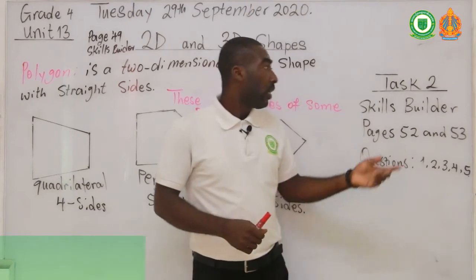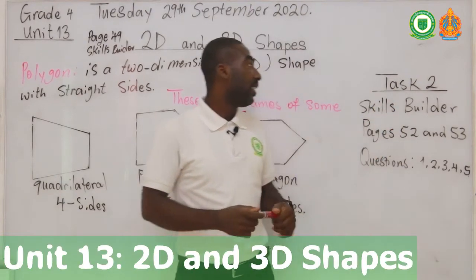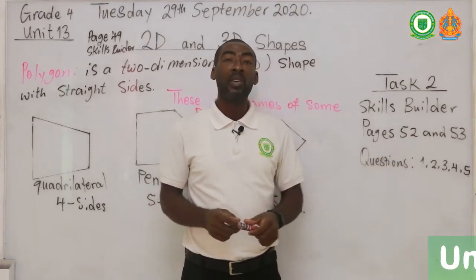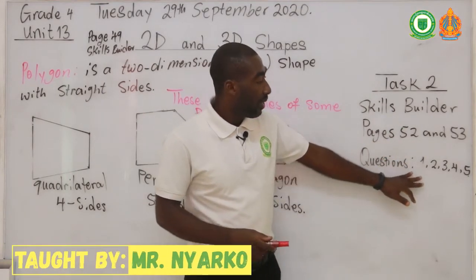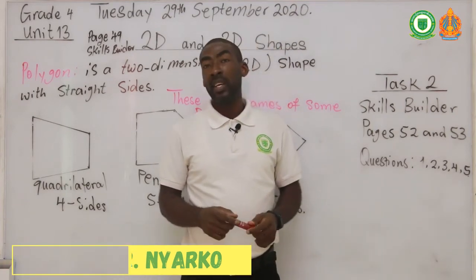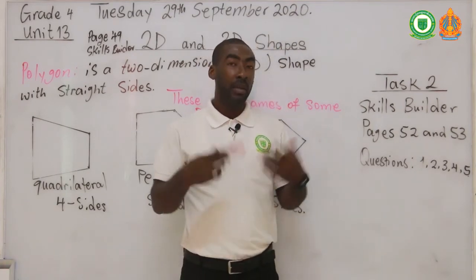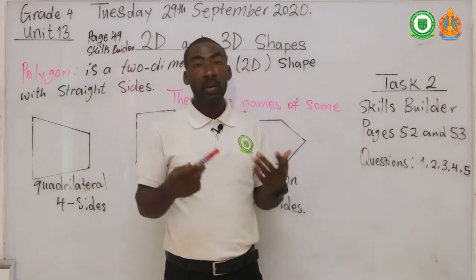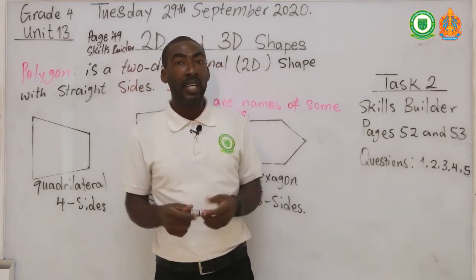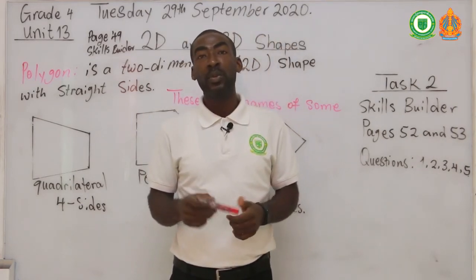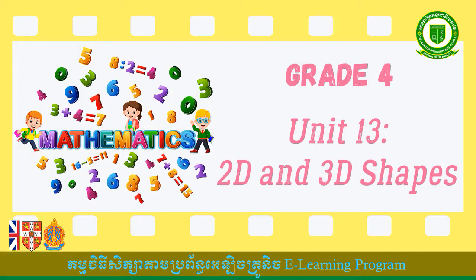Well, you have your second activity that will be from the skills builder, pages 52 and that of 53. Please, you are to do question 1, 2, 3, 4 and that of 5. I'm sure we will continue our discussions when we meet on our group for better understanding in case there's any difficulty. I'll see you in our third video.